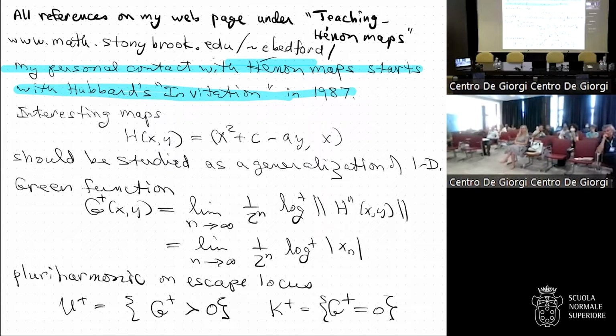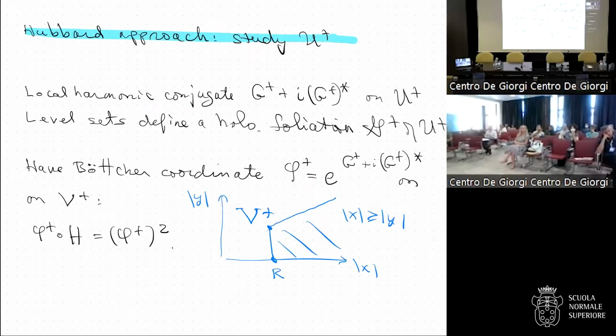There's also the set K plus, which is where this thing is 0. But he thought, well, what we should do is analyze this escape set and see what happens. So he wanted to analyze U plus. And I said, G plus out there is pluriharmonic. That means it has a harmonic conjugate, so it has locally a harmonic conjugate. So you add on your local conjugate, and you have a holomorphic function. So you can look at its level sets. Those will give you a holomorphic foliation. So you've got this holomorphic foliation on U plus.